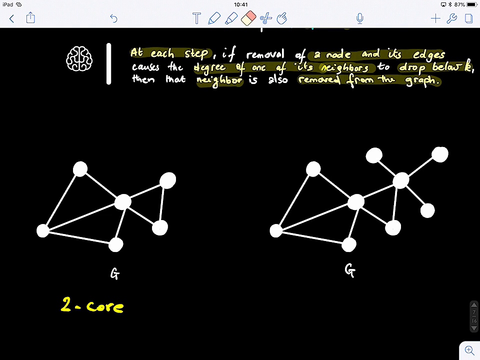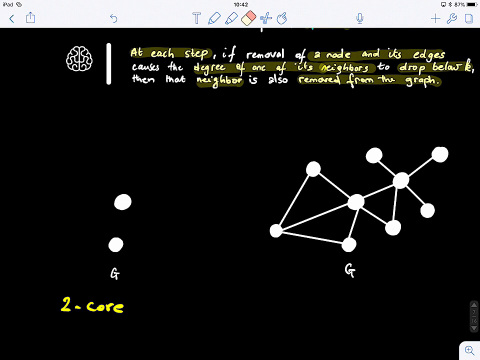Now, if I want the 3-core, I need to remove nodes with degree 2, okay? So, for example, I remove this one. And then what do you notice? This one has a degree of 1, so I need to remove it too. Then the next one has a degree of 2, and I remove it too. So what do you notice? There is no 3-core, because it just disappeared. The maximum is the 2-core in this network.